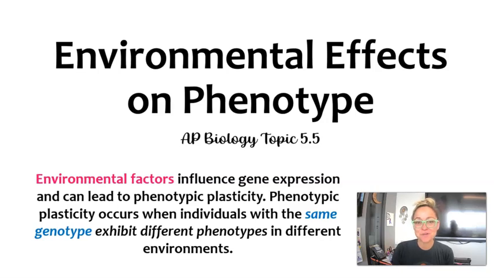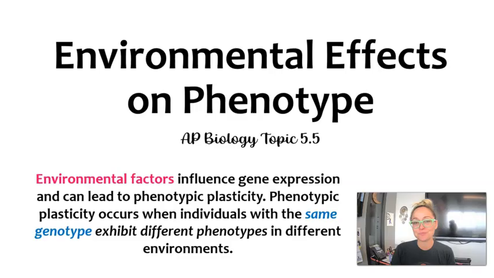Okay, so in this video, we're going to talk about environmental effects on phenotype of different organisms. The main thing we are focusing on as we look at these different examples is this paragraph I have here on my left. It says environmental factors, so that could be light, temperature, pH, nutrition, or sunlight, influence gene expression and can lead to phenotypic plasticity. Phenotypic plasticity occurs when individuals with the same genotype exhibit different phenotypes in different environments.